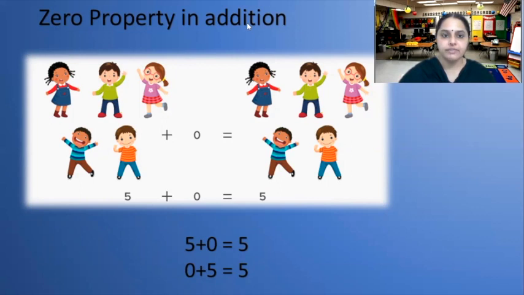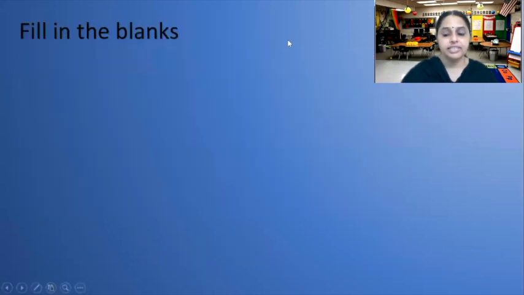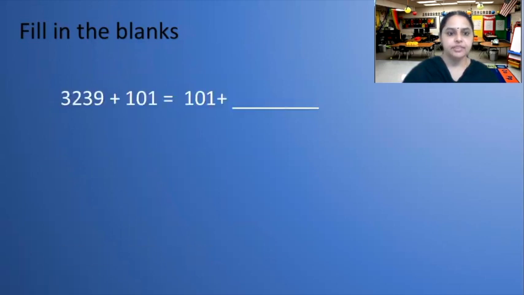So can we see a few examples? Okay. So let us see a few examples. Now see, here comes the first question. 3239 plus 101 is equal to... Look, so what are we doing? We are changing the order of the numbers which is written. So here 101 was written second, as a second number.